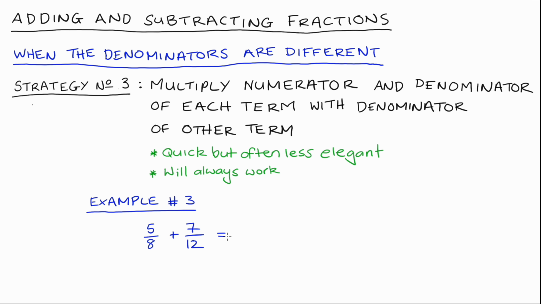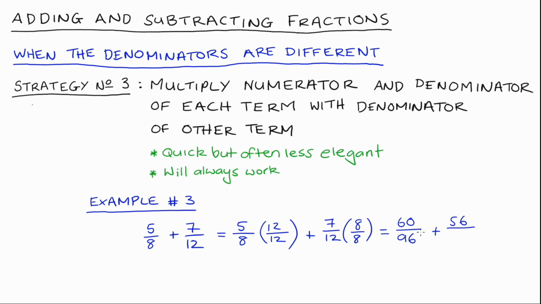So we thought about 5 over 8 plus 7 over 12. What I'm going to do is multiply 5 over 8, that's our first term, our first fraction, by 12 over 12, because 12 is the denominator of that second fraction. And I'm going to multiply 7 over 12 by 8 over 8, because 8 is the denominator of that first fraction. And I get, well, 5 times 12 is equal to 60, and 8 times 12 is 96, plus 7 times 8 is 56, and 12 times 8 is 96. So we have two equivalent fractions with the same denominator.